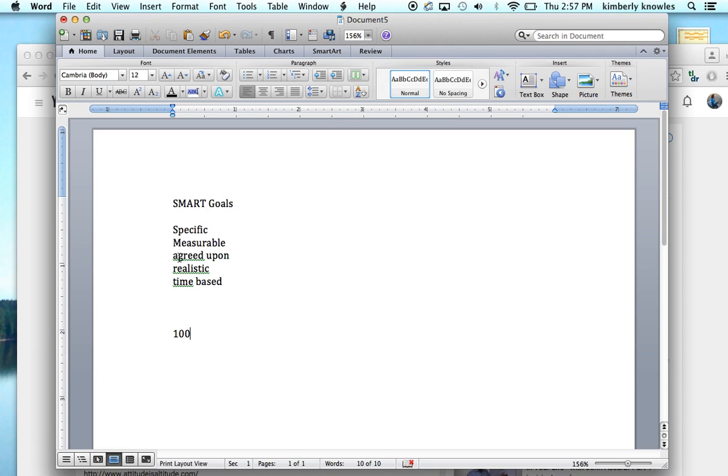The third one is agreed upon, and that means that if there's someone else who's involved in making your goal possible, then they need to also agree that the goal is achievable. So if you and your friend want to go on a road trip during the summer, then you need to make a goal that is agreed upon by both parties involved, you and your friend.